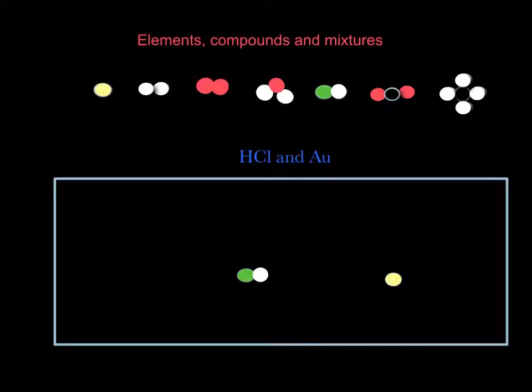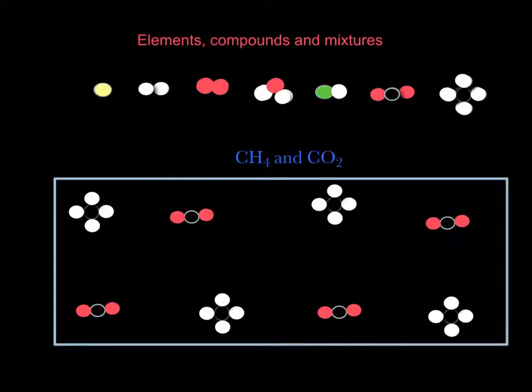I got this for HCl and Au because this is HCl, because the white is hydrogen and the green is chlorine, and then Au. That is gold. This is CH4 and CO2 because this one is CH4 because there's one black for carbon and four white for hydrogen, and then this one is CO2 because there's two pink for oxygen and one black for carbon. And they are compounds.